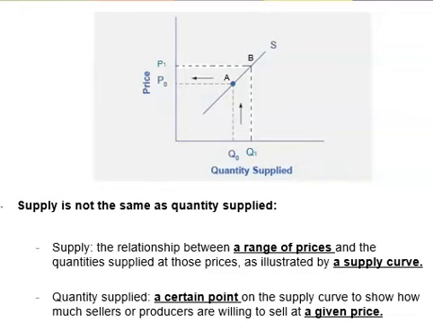For example, in this graph, point A on the supply curve shows how much sellers are willing to sell at the price level P0. When the price increases from P0 to P1, the quantity supplied increases from Q0 to Q1. So we move from point A to point B on the supply curve. However, supply and the supply curve do not change in this example. In short, supply refers to the entire curve and quantity supplied refers to one point on the curve at a time.